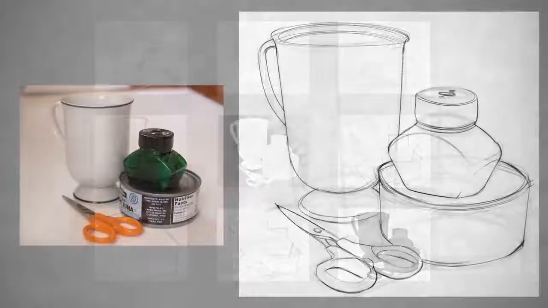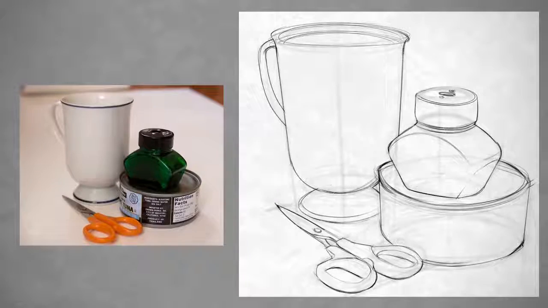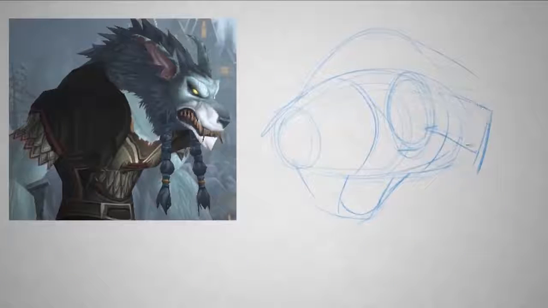So if you can draw pots and pans and spoons in convincing 3D space, well, that's really all we're doing here with this werewolf. So if you want to get better at drawing werewolves, draw some still lifes and then give it another try.